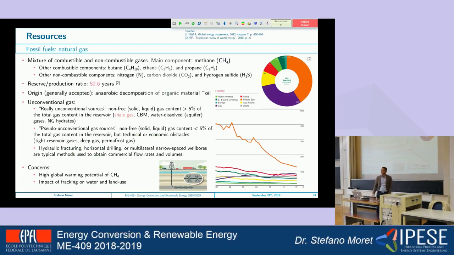Natural gas has a similar formation. Natural gas today is mostly methane. It has a similar availability compared to oil. If we look at current reserves, we still have roughly 50 years of availability. The origin is similar, and it is mostly available today, as you see in the graph, in the Middle East and in Russia.